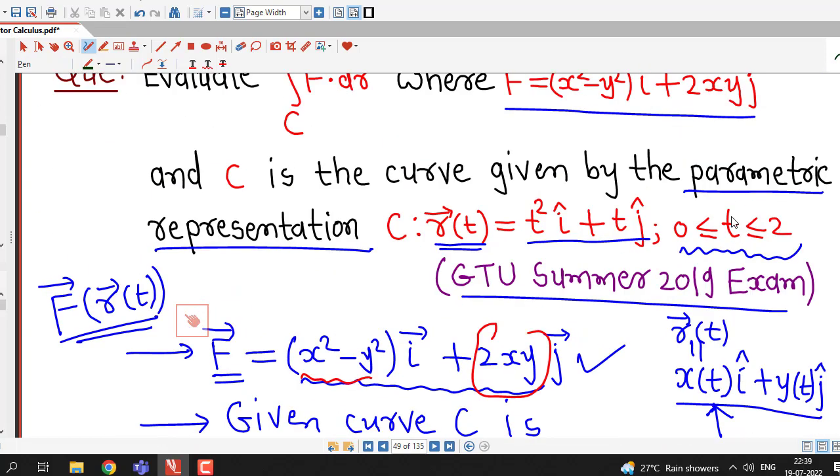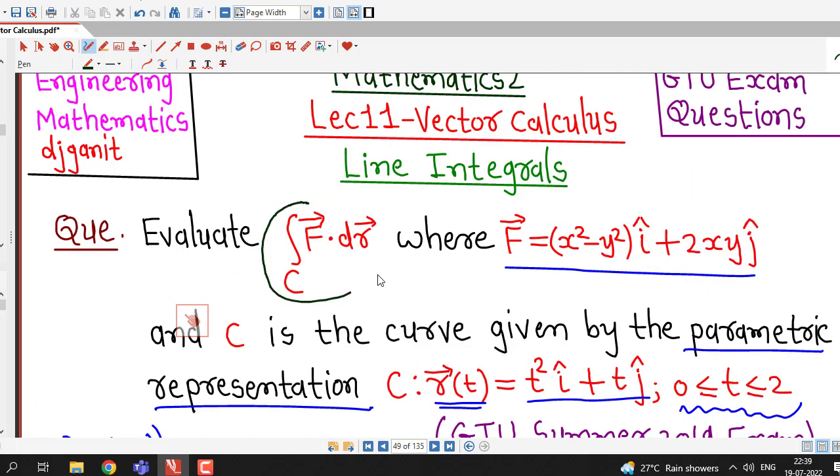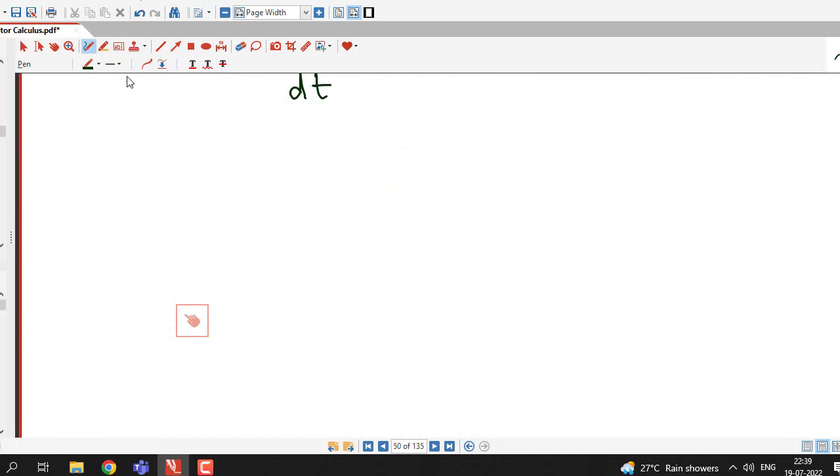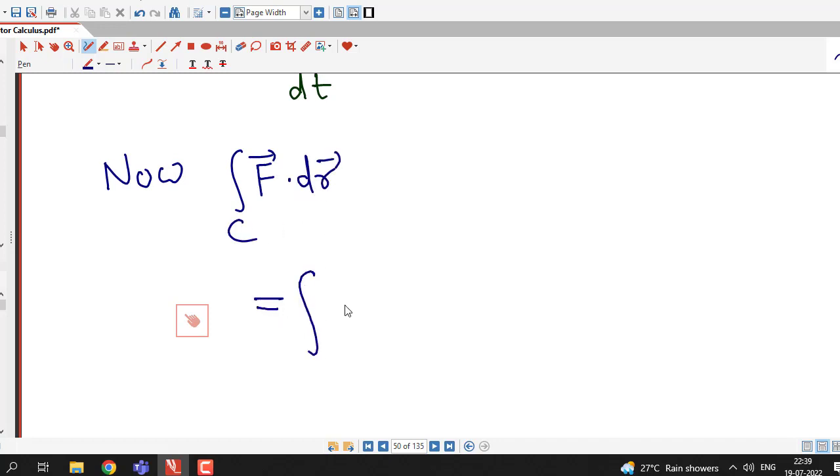Now by the definition of line integral, the line integral of vector function f bar along curve C, that is f bar dot dr bar along C, is equal to the integral of f bar of r bar t dot product with dr bar by dt.